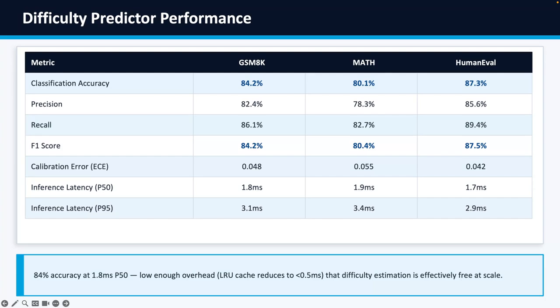Misclassifying a hard query as easy, which happens about 12% of the time, costs 1 to 2 percentage points of accuracy but saves compute. The reverse, misclassifying an easy query as hard, wastes compute but preserves accuracy. This asymmetry means adaptive allocation remains beneficial even when the predictions aren't perfect.